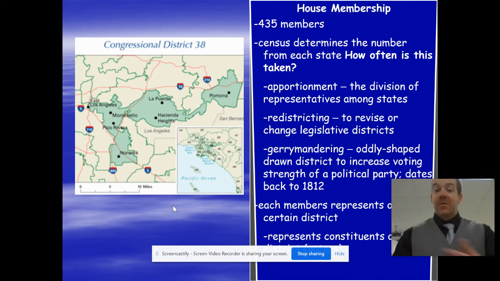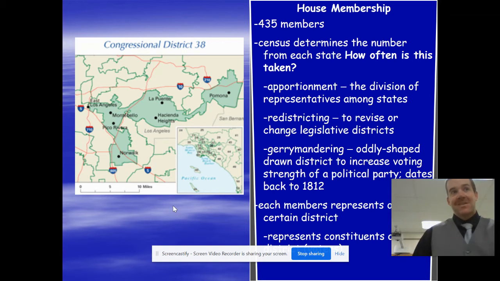The census, or basically the population, determines the number of representatives each state gets. So California has the most. Wyoming, with the least population, has the least. Now, this is important. In the House of Representatives, each state is divided into districts. That's how a representative represents the district. This is called apportionment.